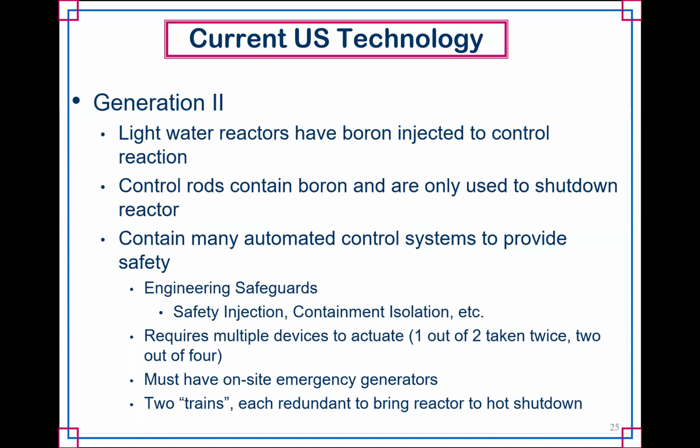And these trains are very well designed. They're not supposed to be located in the same room. No cables can run in the same room because if a fire occurs in one room, it could possibly take out the other system. So you have to have physical separation and isolation, which gets to be very, very complicated.